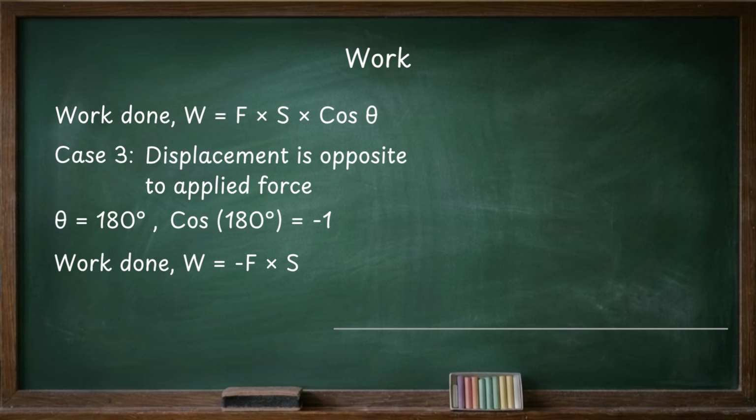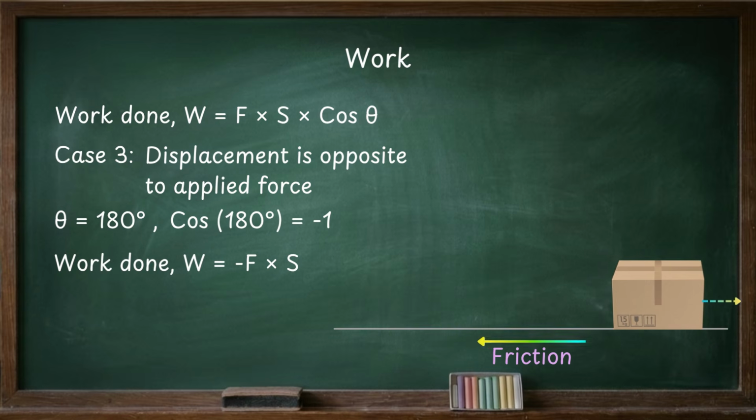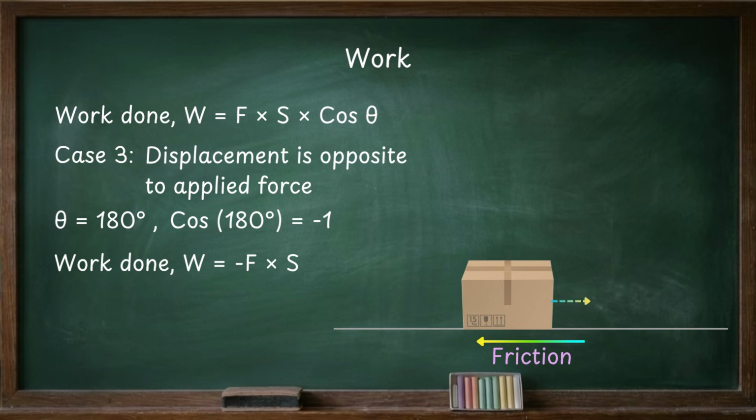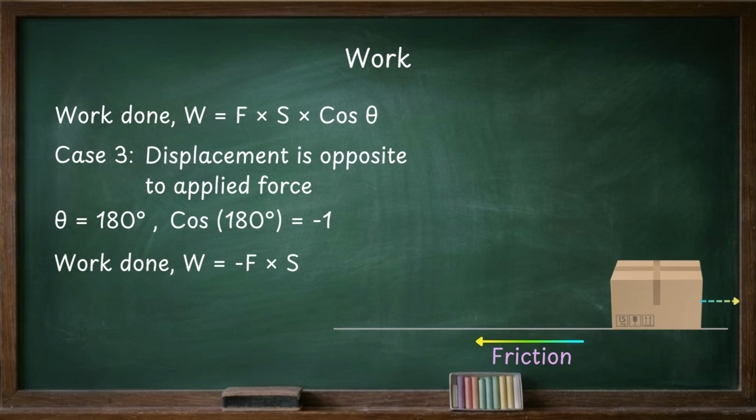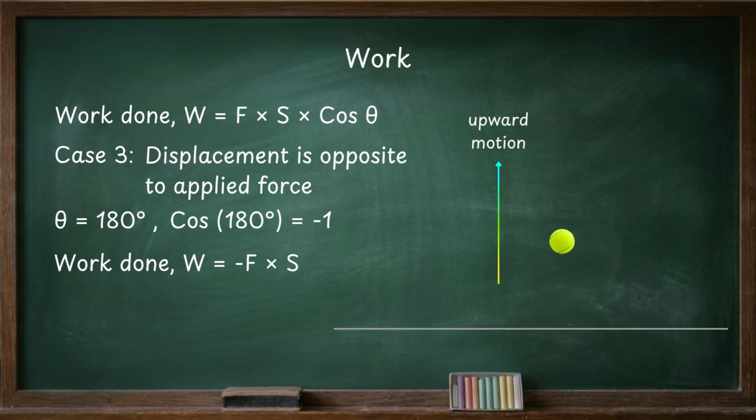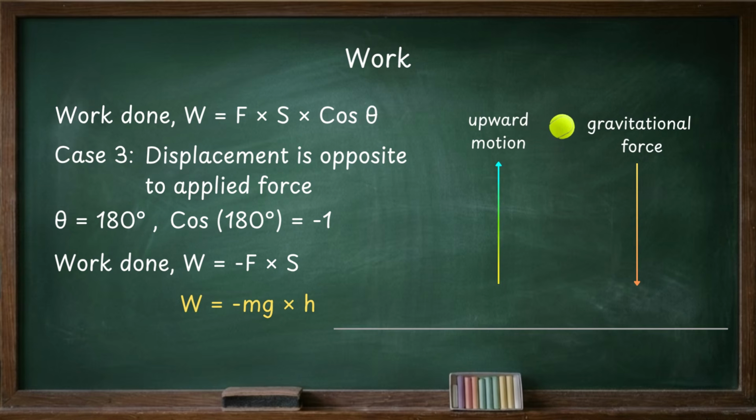For example, think about friction. When a box slides across a floor, the force of friction acts in the opposite direction of the movement, doing negative work. Another great example is throwing a ball straight up into the air. While the ball travels upwards, the force of gravity pulls it downwards. Because the movement and the force are opposite, the work done by gravity during this upward journey is negative, calculated as W equals negative mgh.